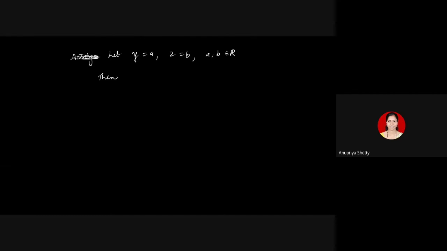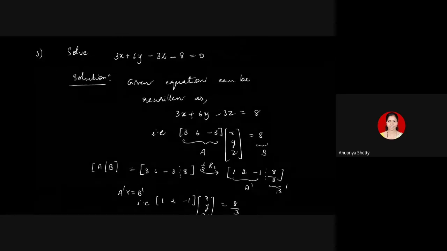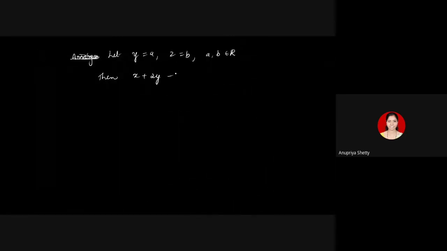What is your equation? If you simplify the LHS, it would be x plus 2y minus z, and x plus 2y minus z is equal to 8 by 3. This gives you x is equal to what? 8 by 3 minus 2a plus b, because you are taking the value of y as a and z as b, where a and b are arbitrary real numbers. Therefore, what are the solutions of the given single equation? All columns of the form, okay, what is x?